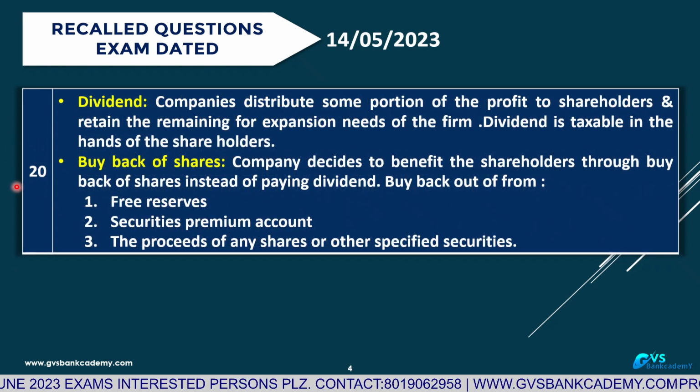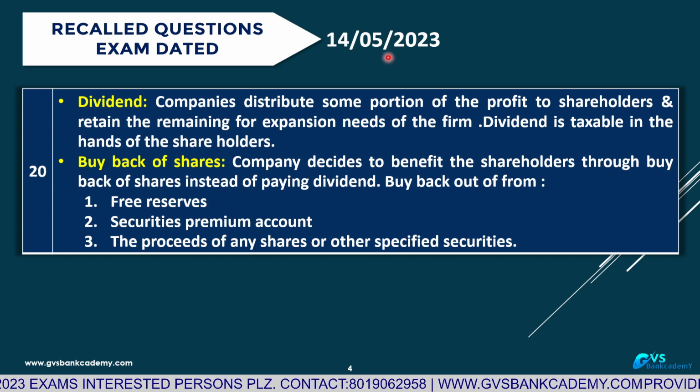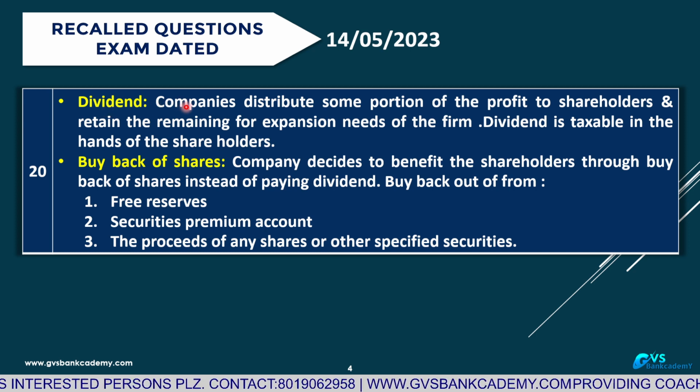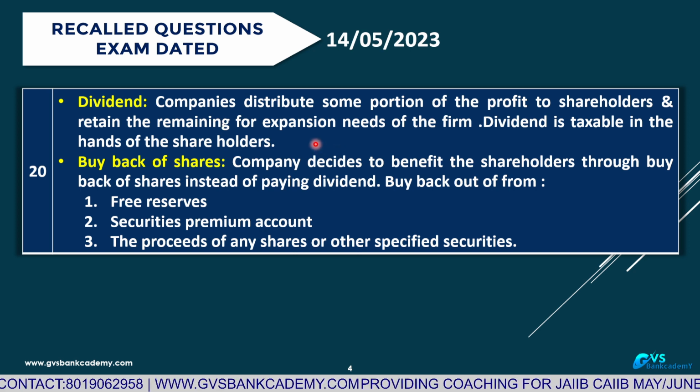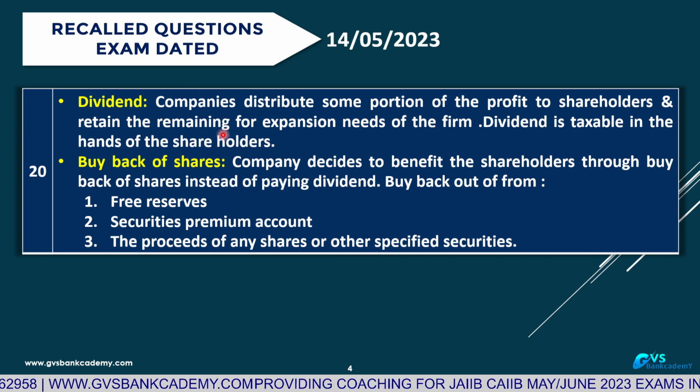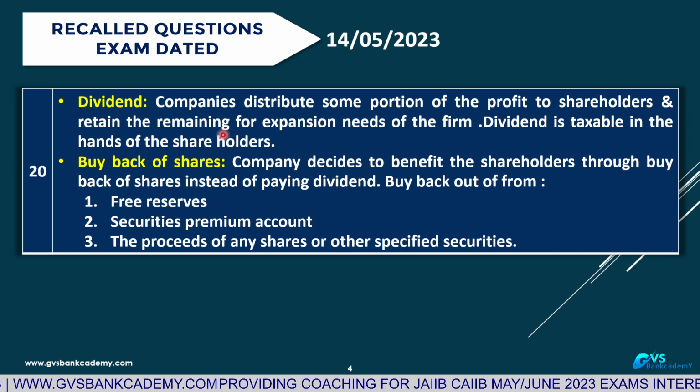This question, a new type of question, they had given this time. On 14/5/2023, they had given a different type of question. This is dividend. Normally, companies distribute part of the profit as dividend to the shareholders, and part of the profit they retain as retained profit for future needs, future expansion, and transferring to reserves also.